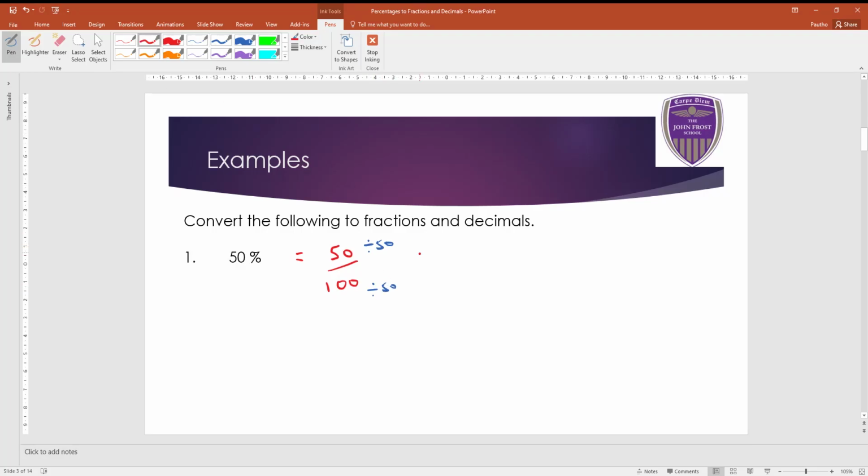And how many 50s are in 50? 1. How many 50s in 100? 2. So that's why it's a half. That's the fraction done. For the decimal, again, you should know really that 50% is 0.5. But if you need to know why it works, remember that this blue line means divide. So if you do 50 divided by 100, you move 2 to the right, you get 0.5. So it's a half as a fraction and 0.5 as a decimal.